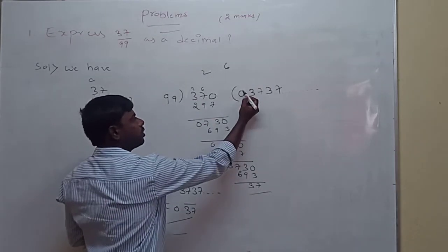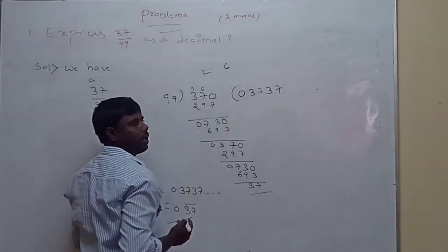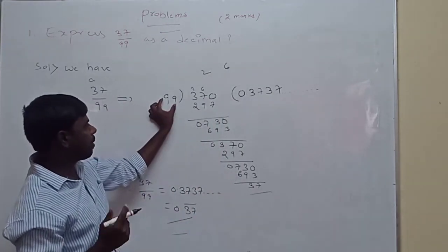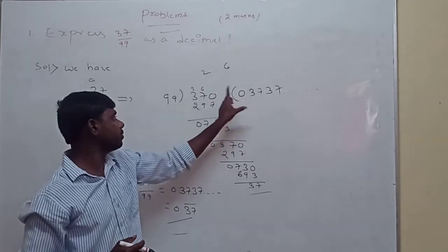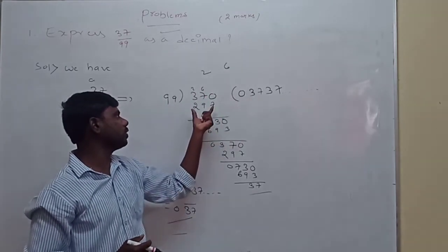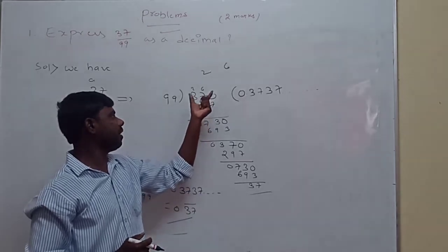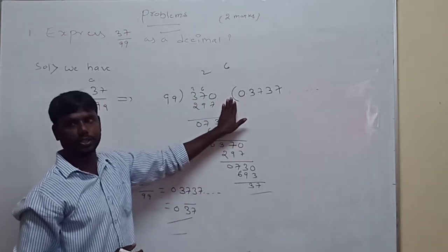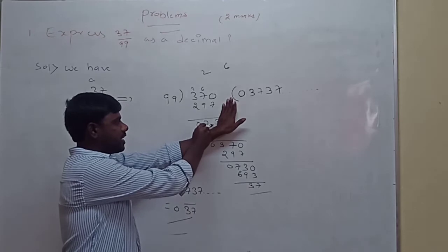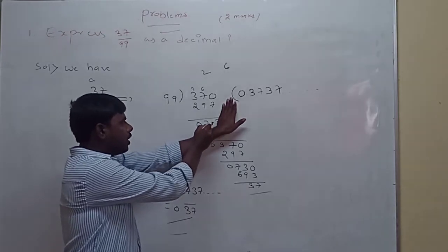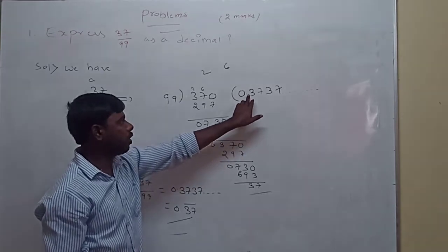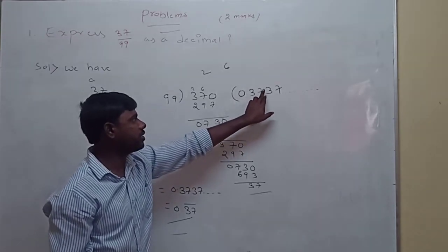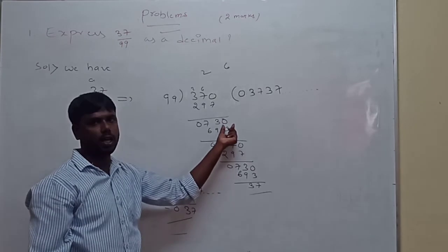That's why we put the 0 point, after that we should add the 0. Which number multiplied with 99 should come near 370? 3 is a possibility. That's why 99 into 3 value is 297. 370 minus 297 is 73. Again 73 is the smaller value, not divisible by the larger value. That's why we are adding the 0. Since you already put the point, don't mention the 0 here. Directly we can write the 0.